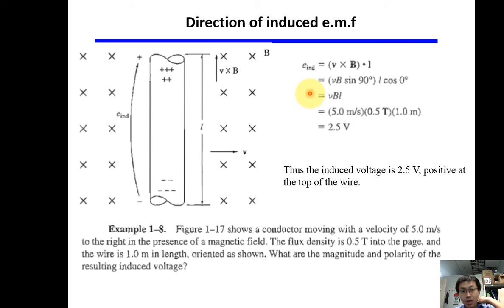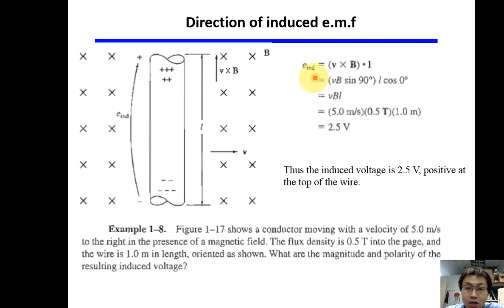For example, figure 1.7 shows a conductor moving with a velocity of 5 meters per second to the right in the presence of a magnetic field. So this is the magnetic field, and this conductor is moving to the right. The flux density is 0.5 Tesla. This B is 0.5 Tesla into the page. So into the page, we will see the cross, the tail of the arrow, and the wire is 1 meter long. What are the magnitude and the polarity of the resulting induced voltage?